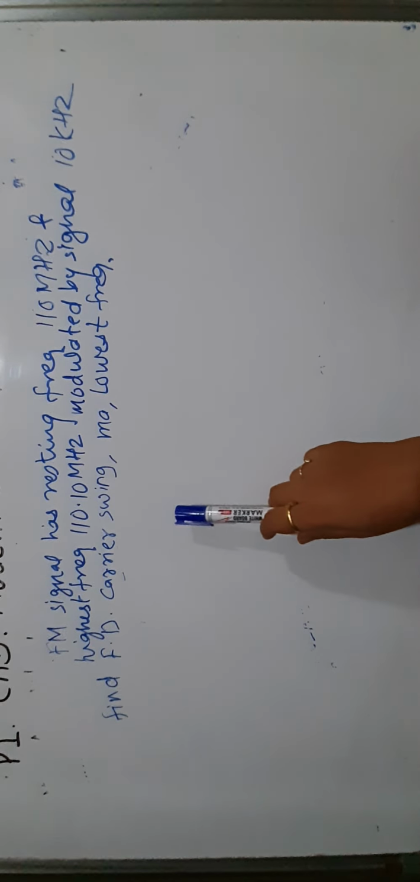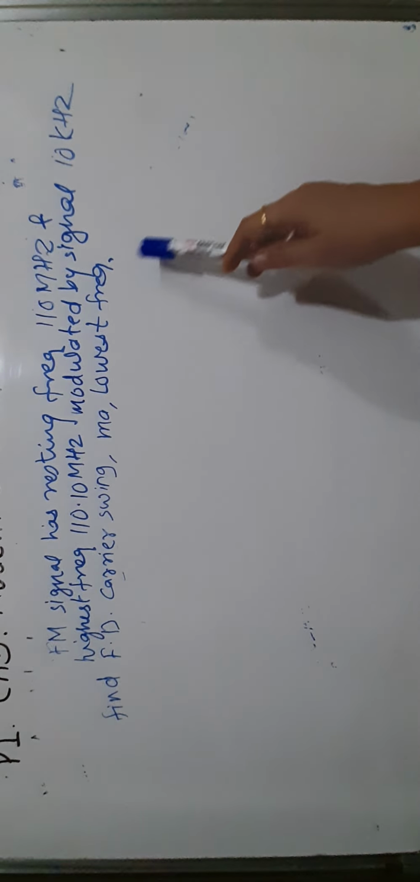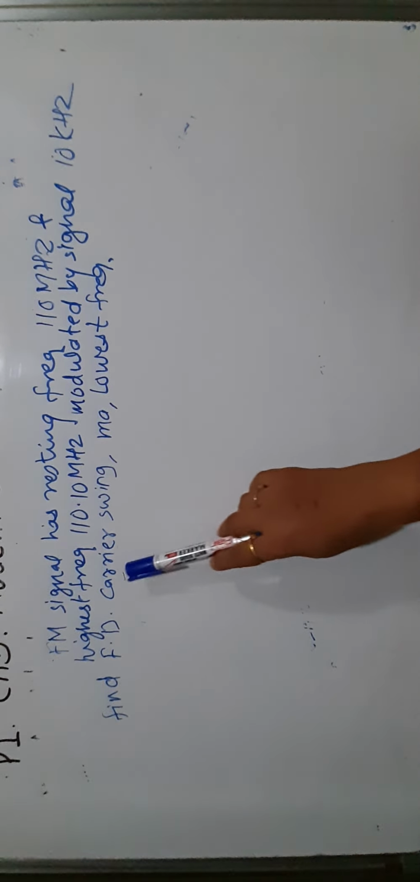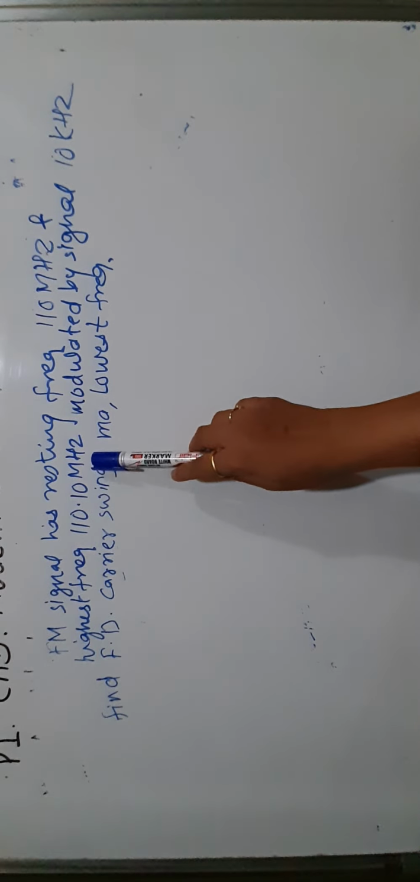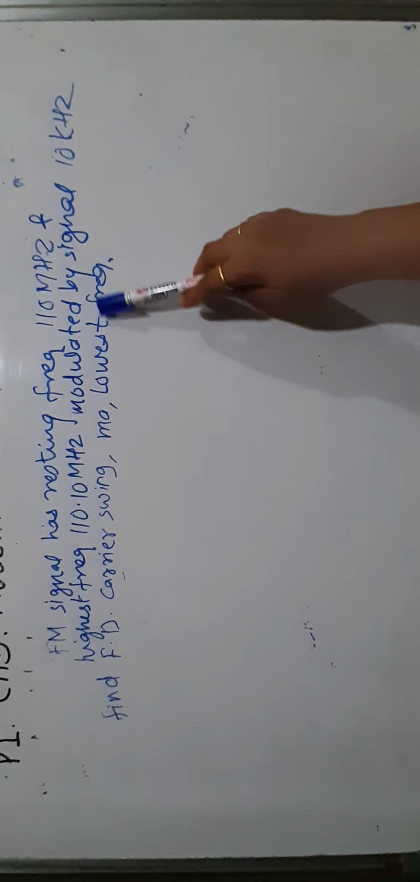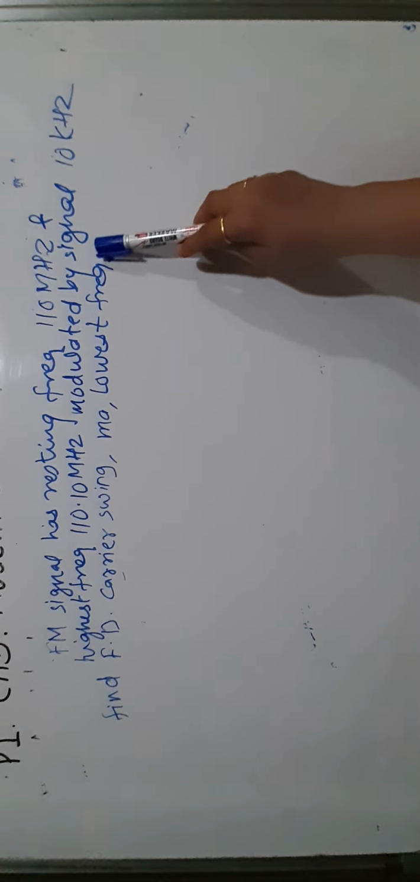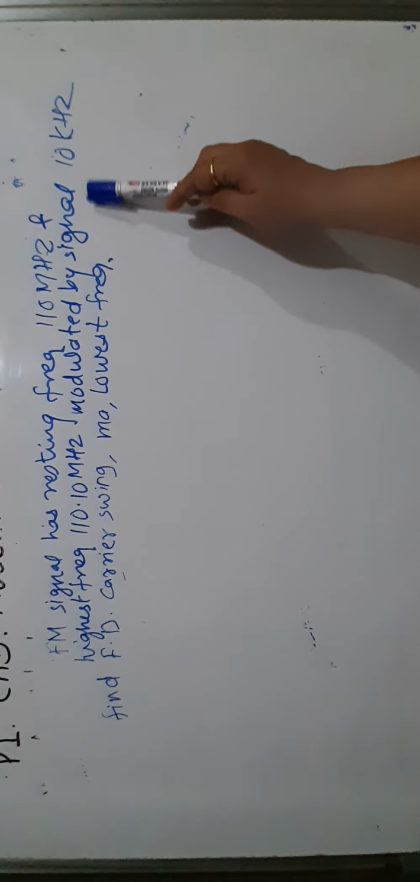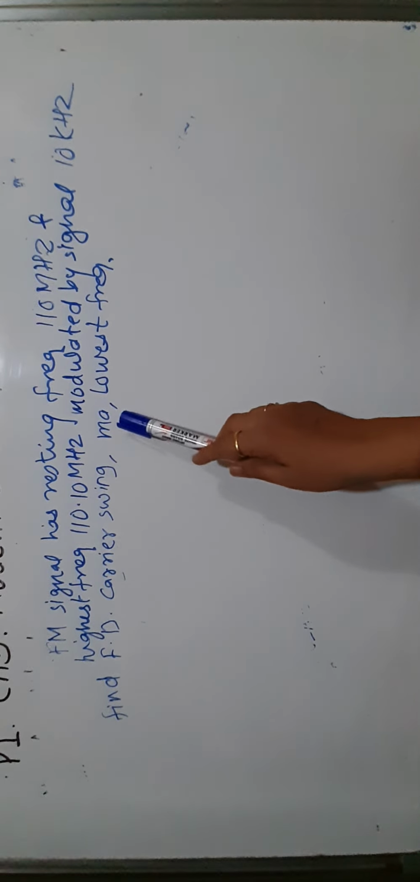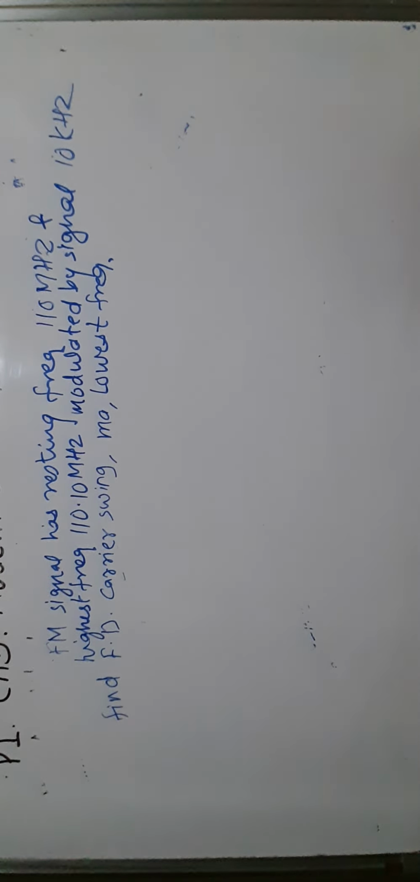Let's see the numerical of FM. FM signal has resting frequency of 110 MHz. Resting frequency means carrier frequency, stable frequency. Highest frequency 110.10 MHz means this is Fmax. Modulated by signal 10 kHz means this is FM, frequency of modulating signal. Find FD, carrier swing, modulation index, and lowest frequency means F minimum.